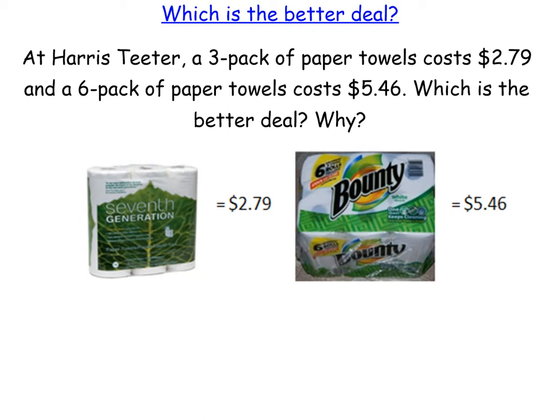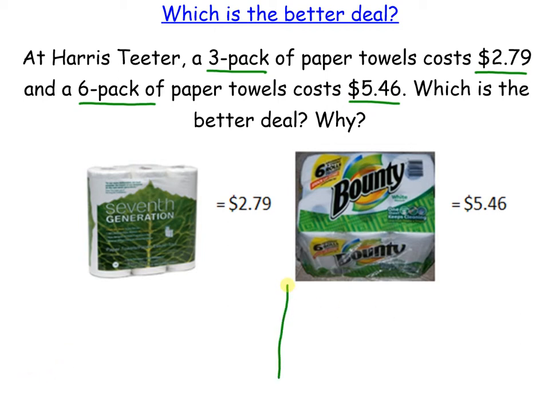Okay, let's use the same exact process, but on paper towel. All right, so at Harris Teeter, I can buy a 3-pack that costs $2.79. Or I could buy a 6-pack that costs $5.46. Which is the better deal and why?